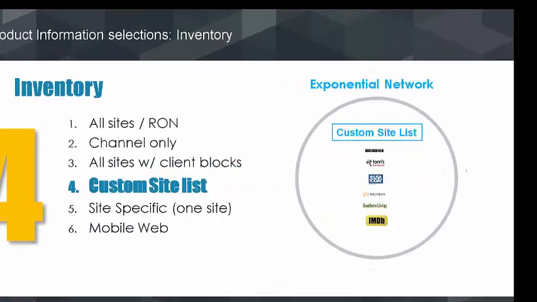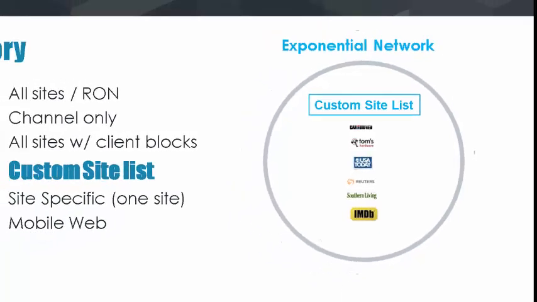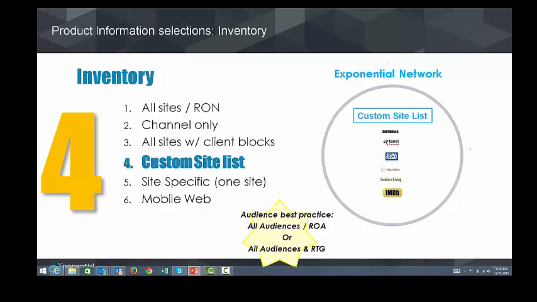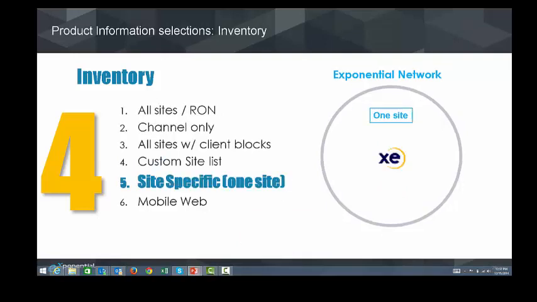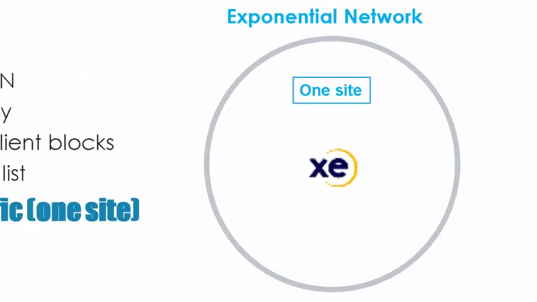A custom site list is a client-provided list of sites, often called a whitelist. The campaign can only run on the approved sites. And similar to channel only, it's best practice to target all audiences. Site-specific is less common. This is when a campaign targets only one site.